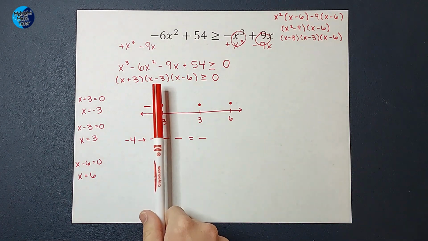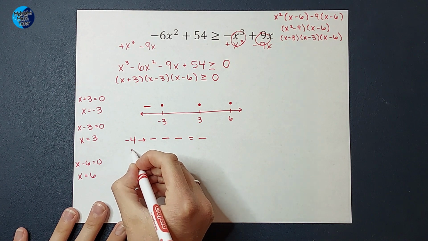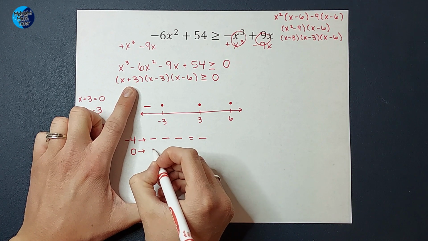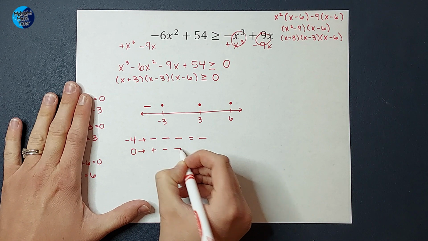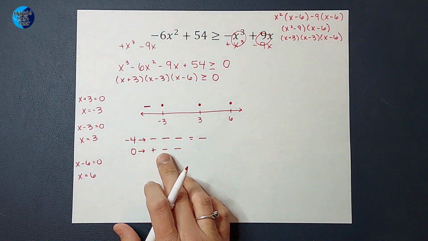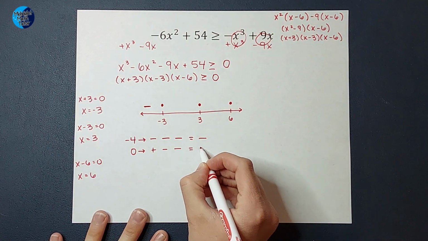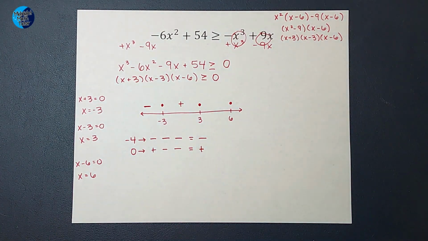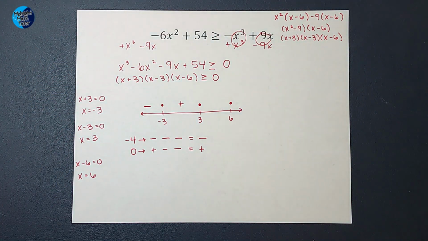All right, next we're going to plug in a number between -3 and 3. Let's go ahead and plug in 0, okay? So if I plug in 0, 0 plus 3 would give me a positive number, right? 0 minus 3 would give me a negative number. 0 minus 6 would give me a negative number. A positive times a negative would give me a negative. Negative times a negative would give me a positive, okay? So this range would give us a positive number, okay? Now, if that sign thing is just weird to you, go ahead and plug in the points and get the actual numbers if you want to, okay?